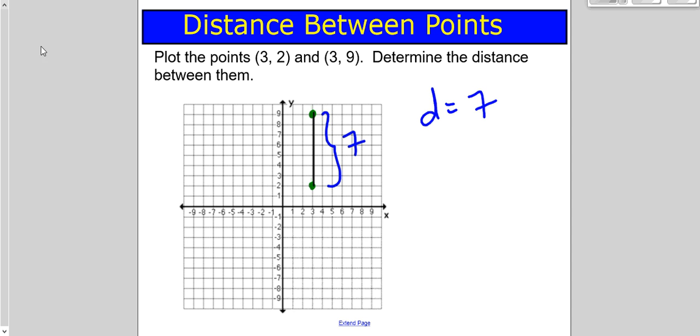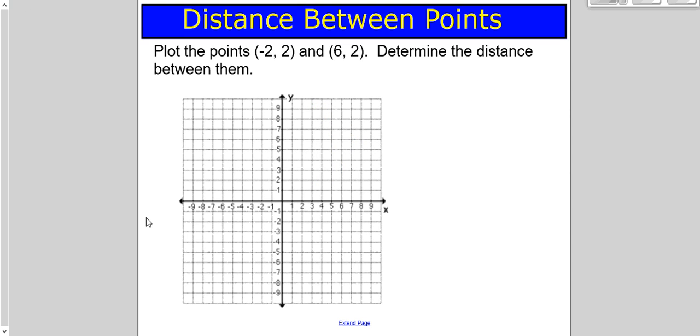All right, let's try another one. That was obviously a little too easy. Let's try this one. What if I asked you to find the distance between these 2 points, (-2, 2) and (6, 2)? Can you find that distance? Pause the video, take a moment, come on back.